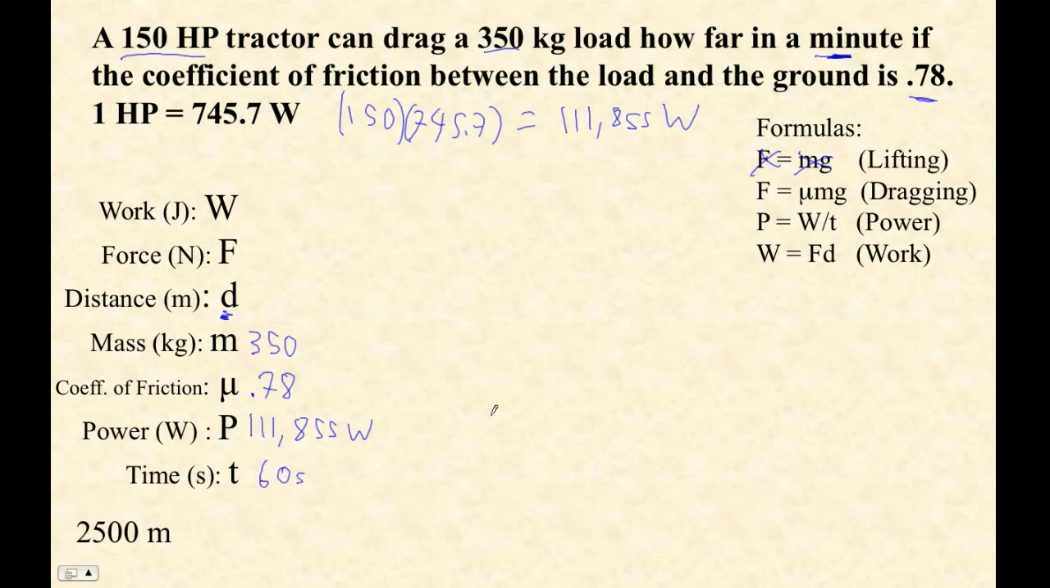Okay, so now I think we're set, because I think we can go power times time is work, right? Work over time is power. Right, so therefore work is power times time, right? So 111,855, and that's joules per second. That's what a watt is. Okay, times 60 seconds is going to be kind of a lot of joules. So times 60. Oh, wow, that's a lot.